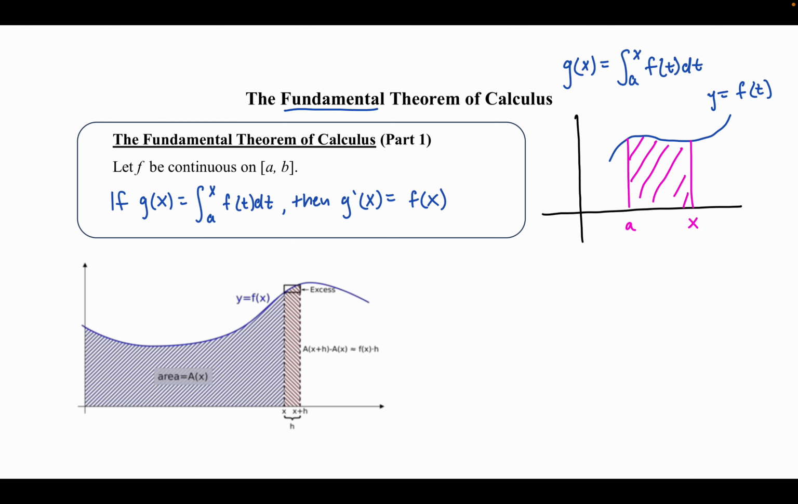This theorem is actually a really big deal. It's very simple, but very profound. It basically says if you have a function that gives you the area under the curve and you differentiate it, you take the derivative or find the rate of change, you actually just get the curve itself.